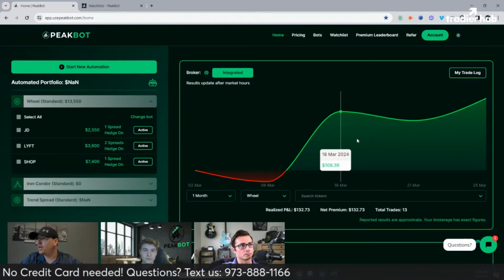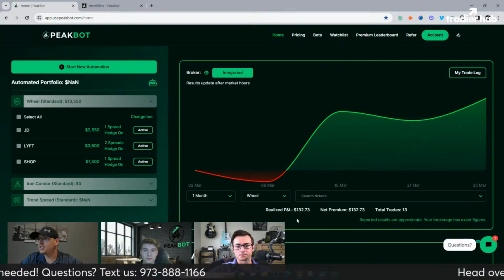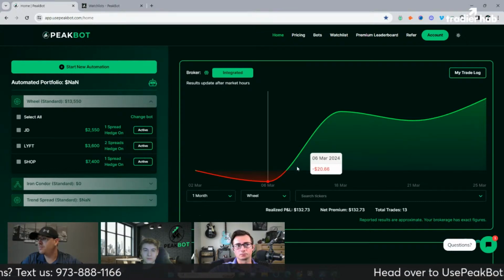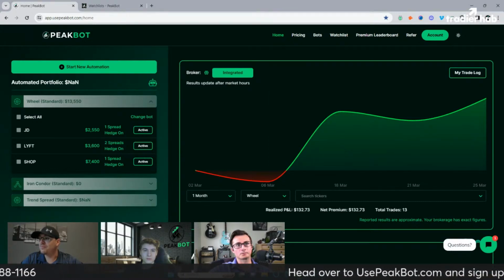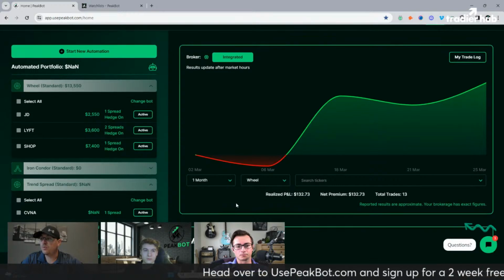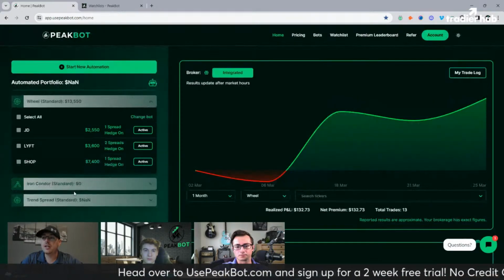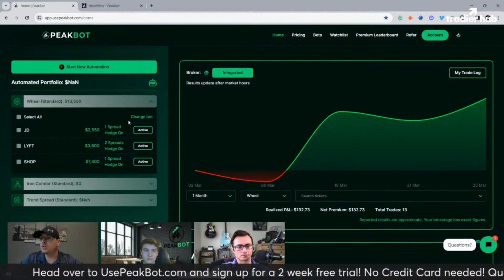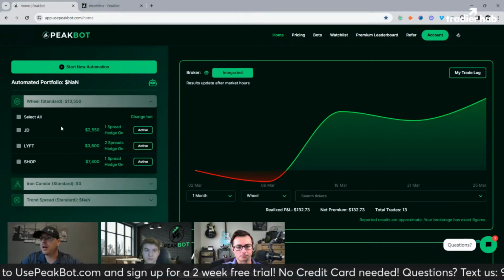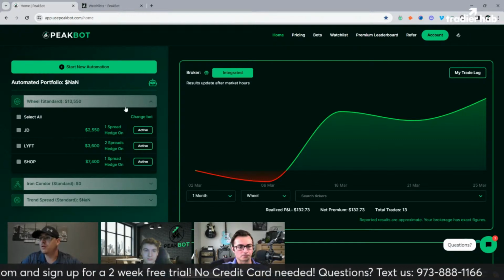So that's the update. Over here, you can see your realized gains and losses. I will say I've been making a lot more than this in the last month, mostly on the trend spread bot, which we're not calculating over here. But the wheel is my trusty steed. I am collecting about 0.5% to 1% a week in premium.